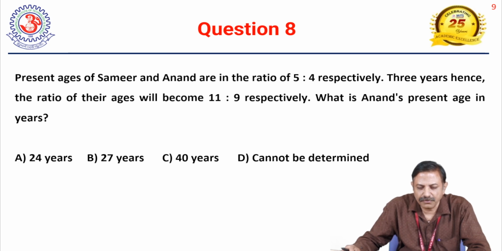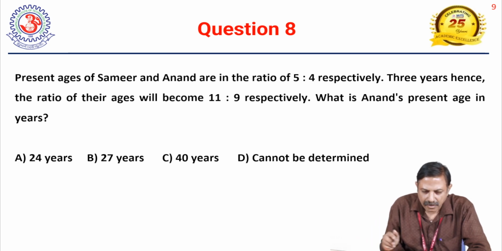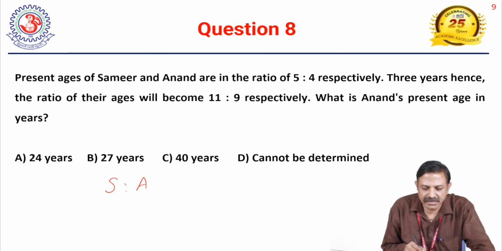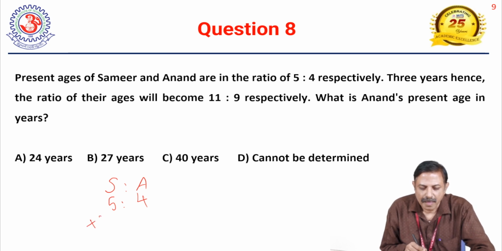Present ages of Samir and Anand are in the ratio 5 is to 4. So there are two persons in the question, one is Samir, one is Anand. Present ages of them is 5 is to 4. That means one is 50, one is 40. 3 years hence. What is the meaning of 3 years hence? After 3 years, the ratio will become 11 is to 9.